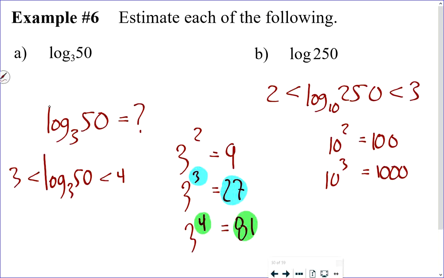Just a quick pause and a check. Am I going too fast? Okay.